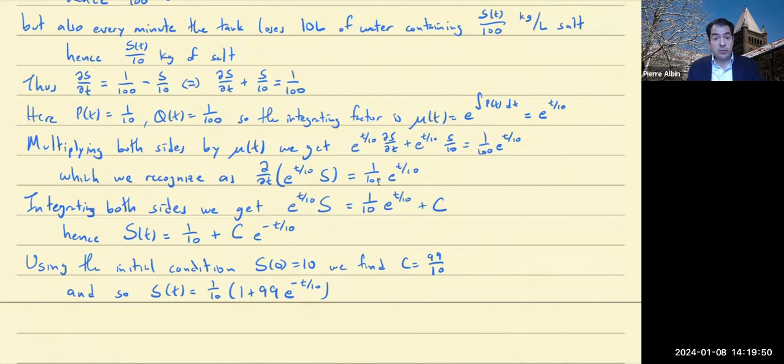One thing we can notice from this formula, of course, as time goes to infinity, this term is going to zero. This term is going to zero, which means that S of t is going to converge to 1 over 10, right? So we can interpret that as saying that in the long term, the amount of salt in the tank converges to 1 over 10, right?